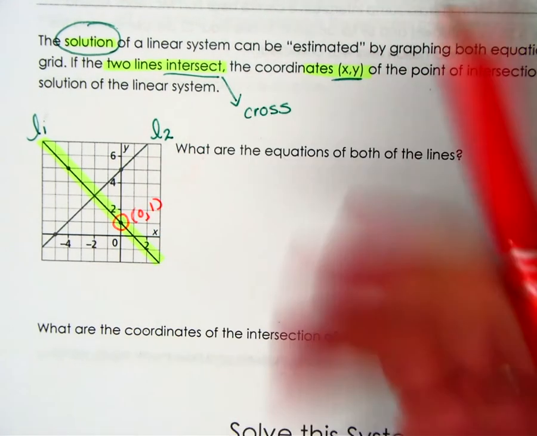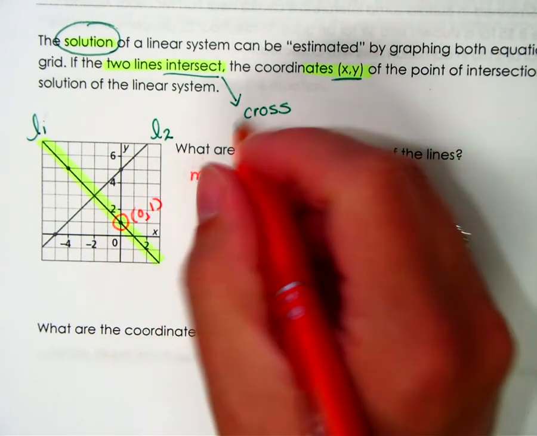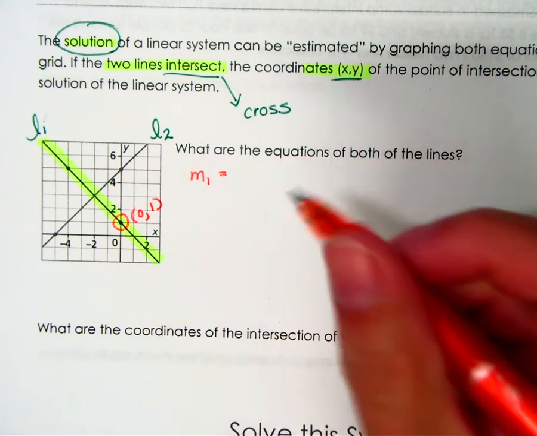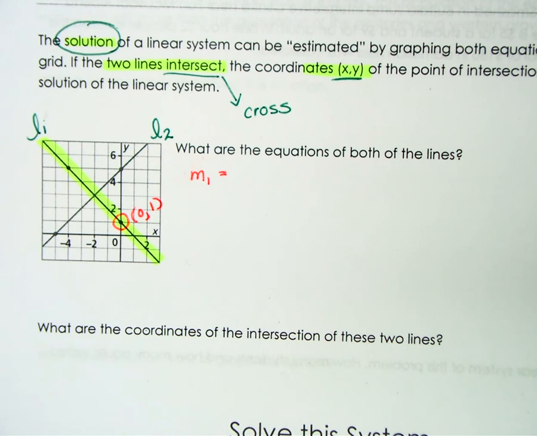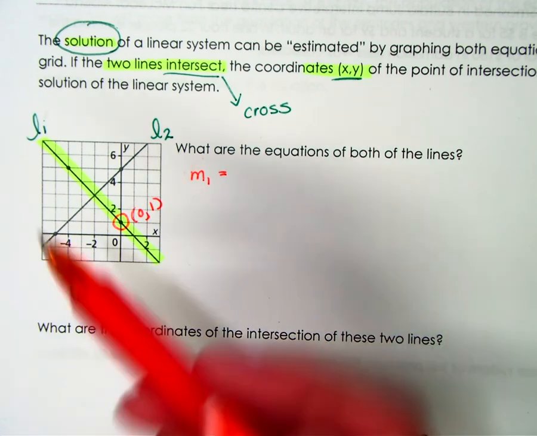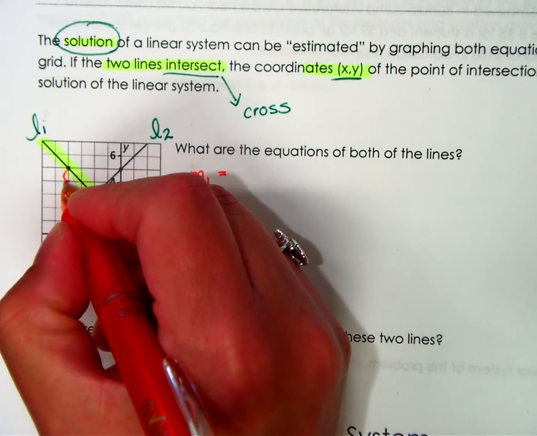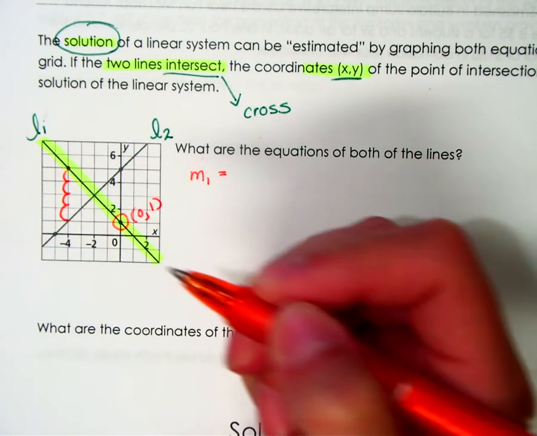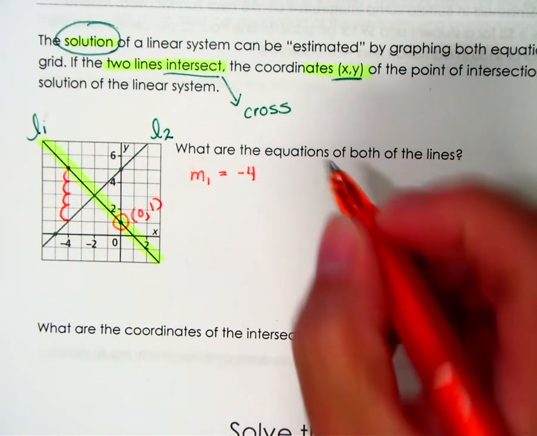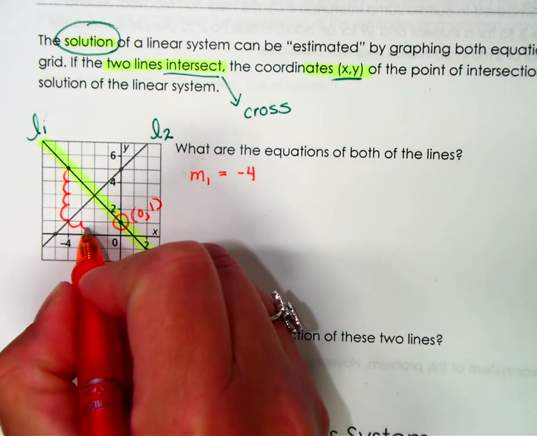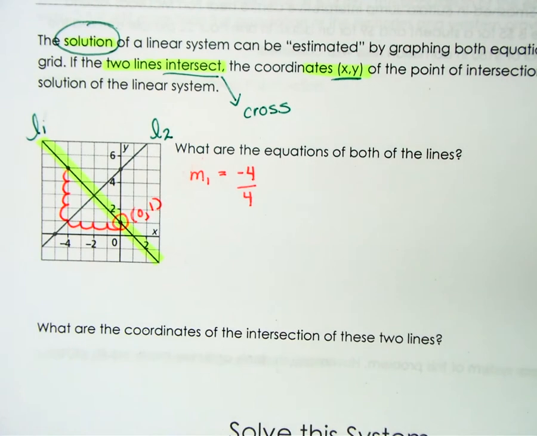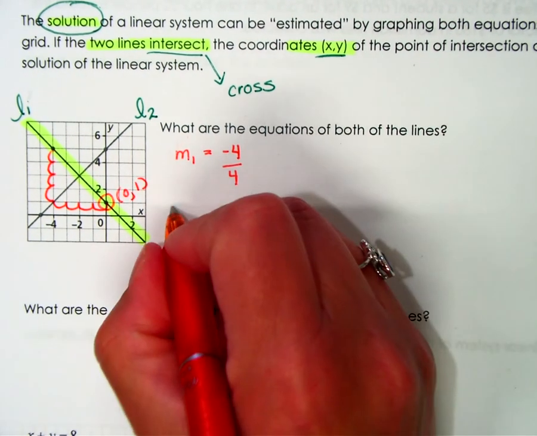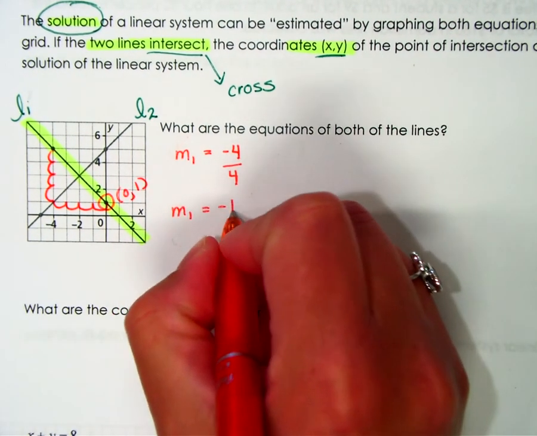Negative 1. So we definitely all agree that it should be a negative slope, right? Because it's falling to the right. So we all agree that it should be a negative slope. So I'm going to count. So I'm going down 1, 2, 3, 4. So I'm down 4, and I'm going over 1, 2, 3, 4 to the right. Can I reduce that? So my slope for line 1 is negative 1.